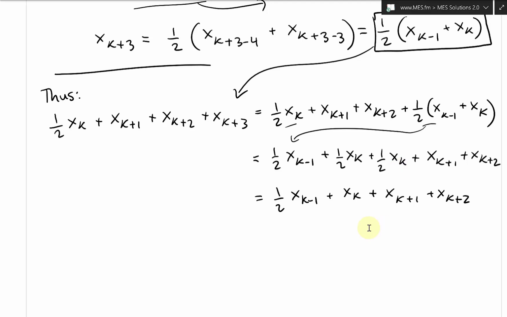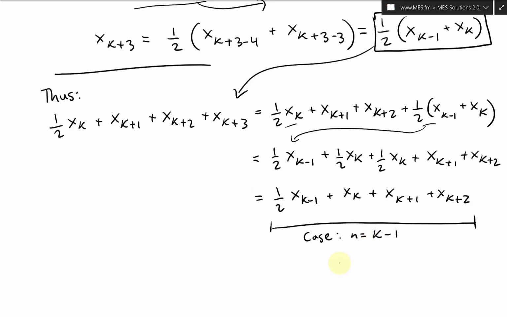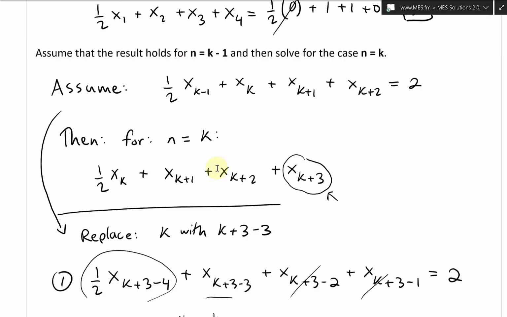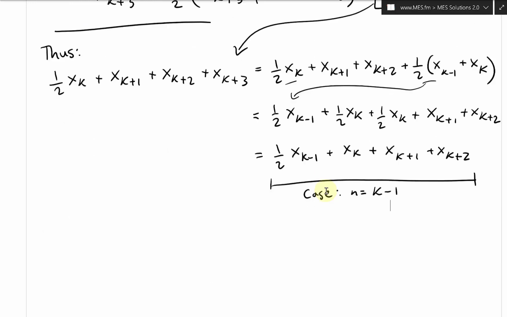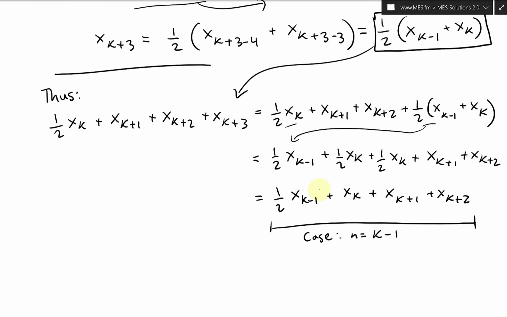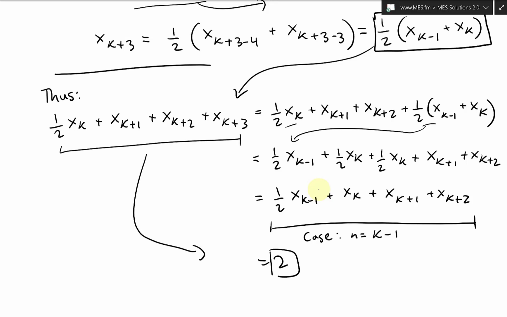So in other words, this right here is the case n equals k minus 1. So that's k minus 1. Look, that's exactly what we assumed. This right here equals 2 then. So in other words, this whole thing equals 2, and we have just proved it. So then this equals 2.